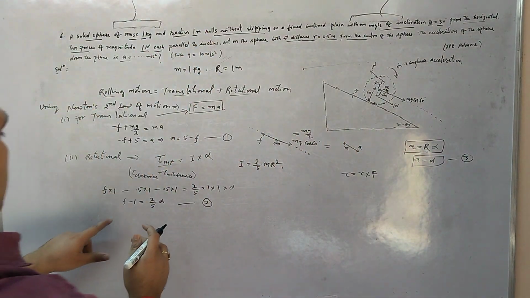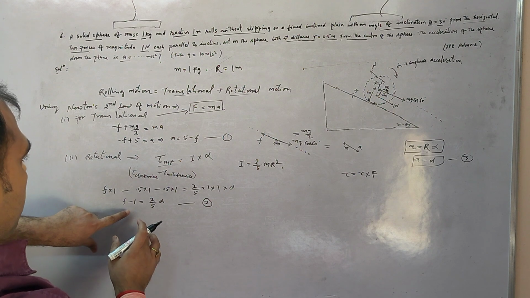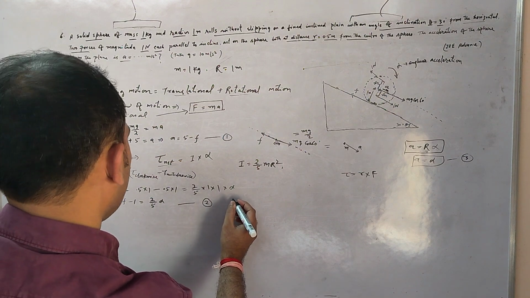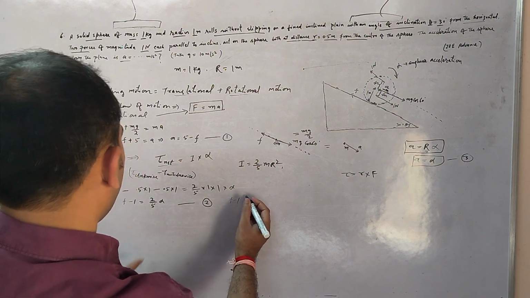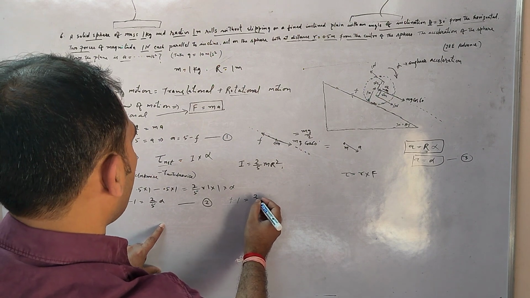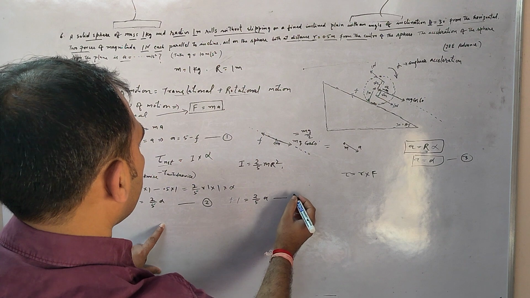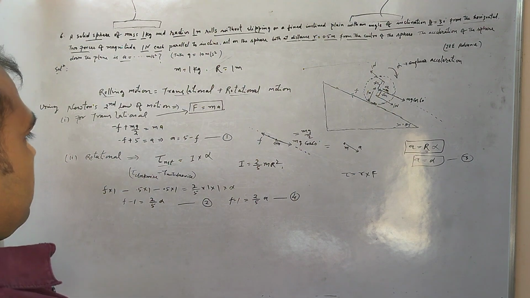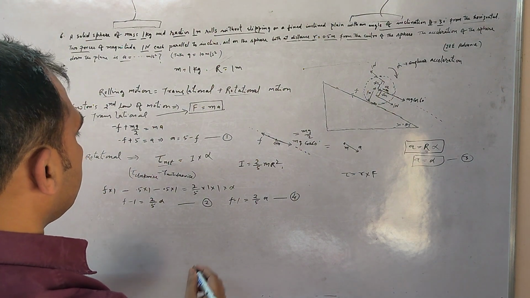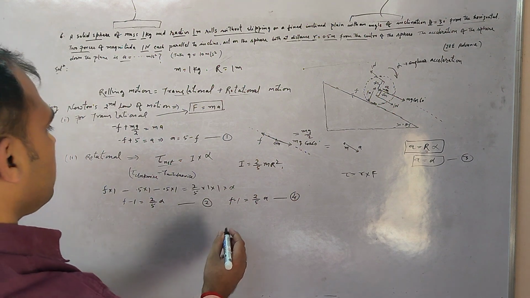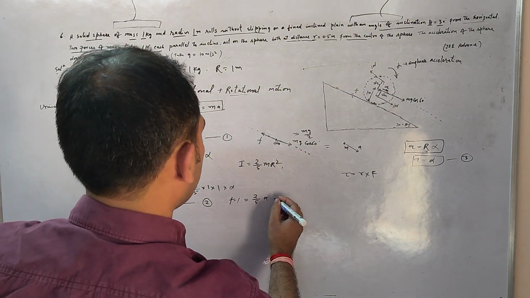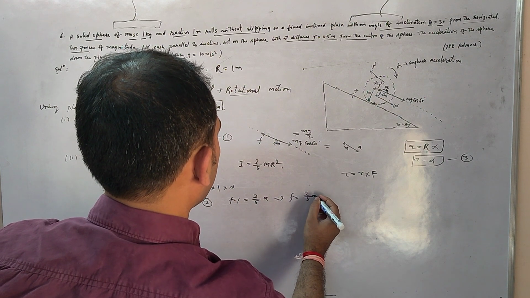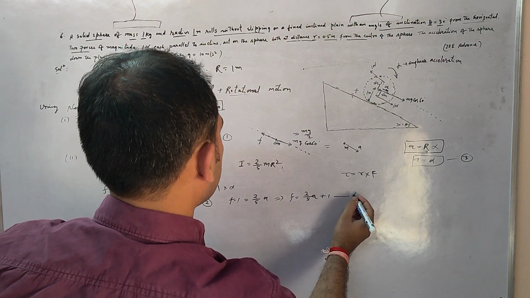Now see, what will be the value of this equation? This will become F minus 1 is equal to 2 by 5 A. This is our equation number 4. Further, F will be equal to 2 by 5 A plus 1.